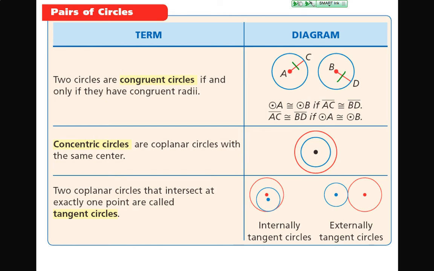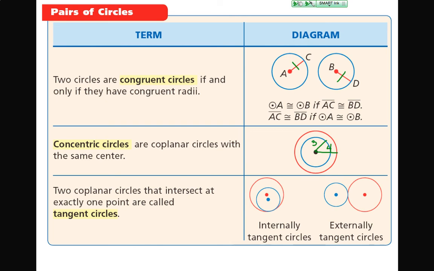Concentric circles. Concentric circles are in the same plane, so they're both flat on that same flat surface. They have the same center. So what's going to be different about them? The radius. Okay. You might have a radius of 3 for that one. You might have a radius of 4 for that one. So different size circles. A bullseye. Small circle, big circle, bigger. As long as they have the same center, they're concentric.